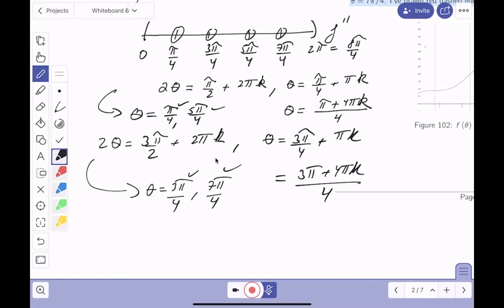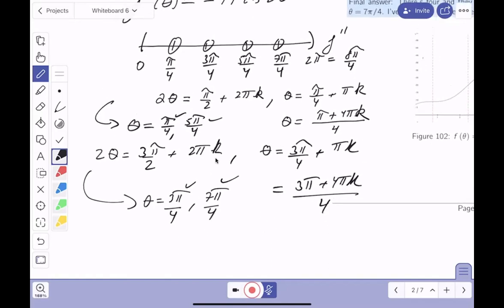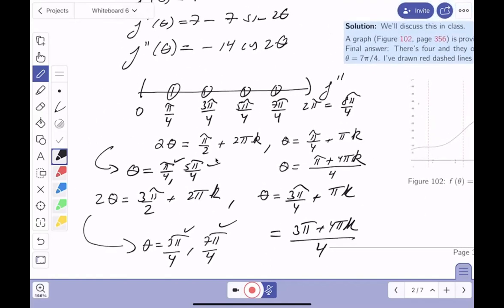Now, by the way, my native language is not radians, it's degrees. So what I want to do is just talk about the degree measures over here for you. This is 45 degrees. Well, 3 pi over 4 would be 3 times 45, which is 135 degrees, right? And then 5 pi over 4 would be 5 times 45, which is going to be 225, right?